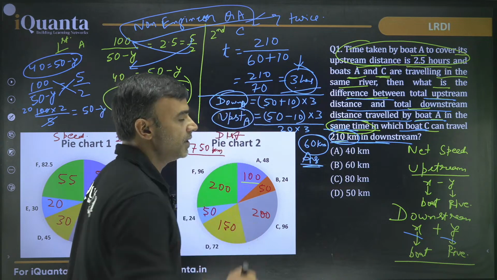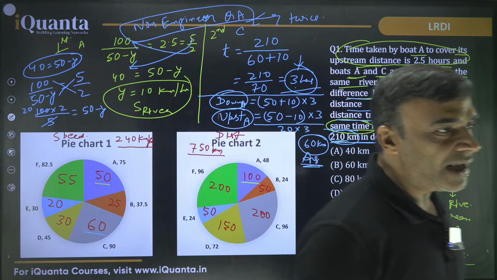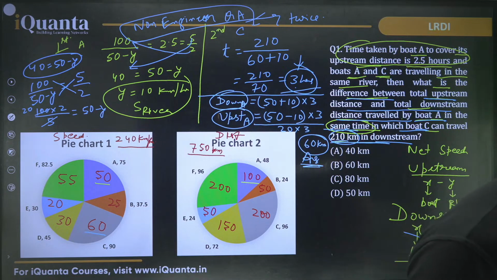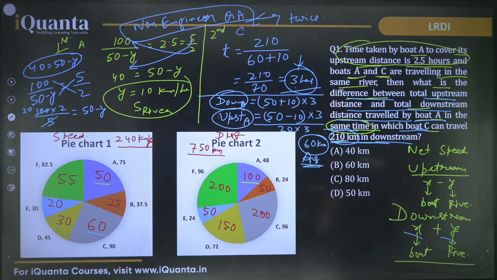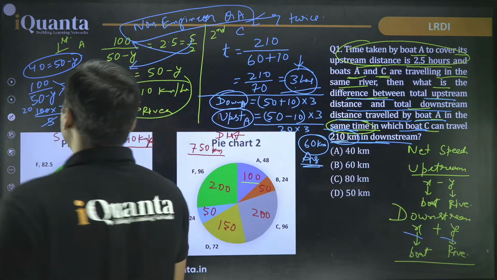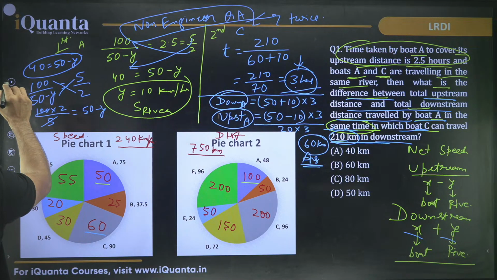What are these two things? The distance traveled by A in downstream in that much time, and the distance traveled by A in upstream in that much time. Which time? The time that C takes to cover 210 kilometers. Right? I hope Shaurya, Santosh, I have answered your doubts. Let's take the second question.